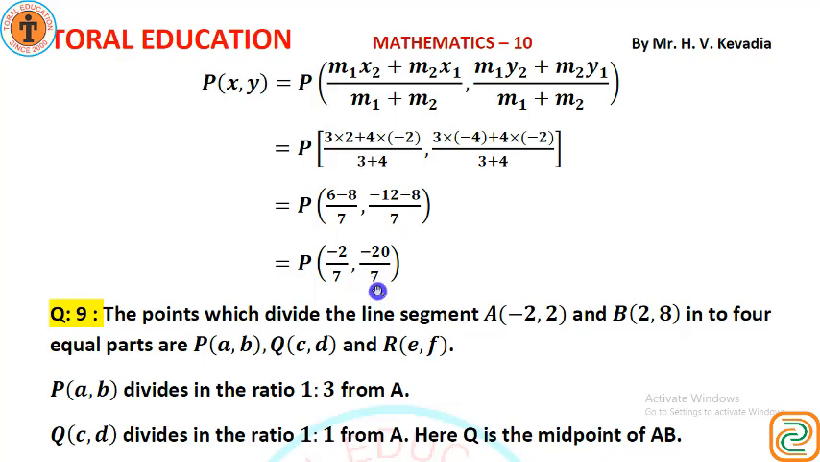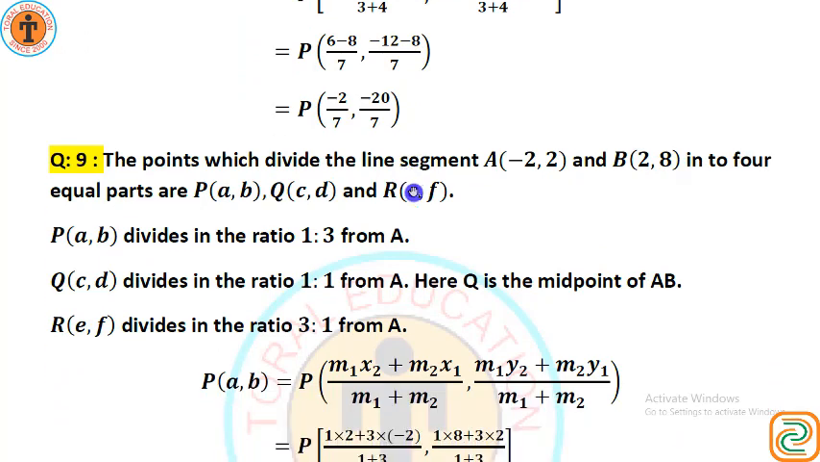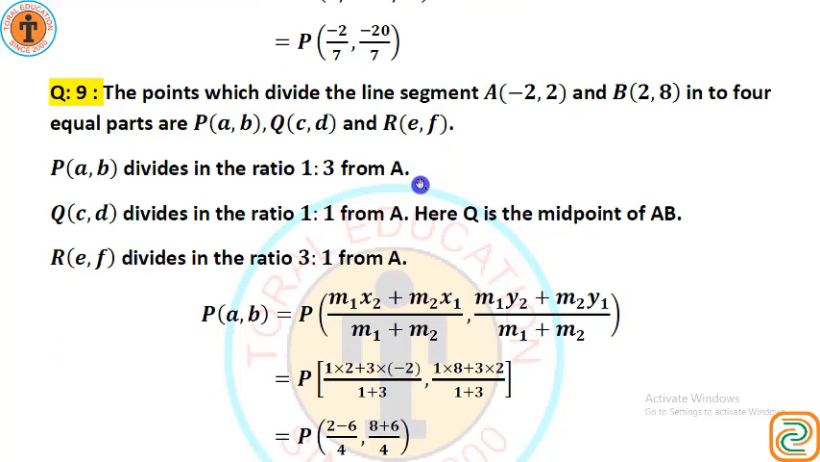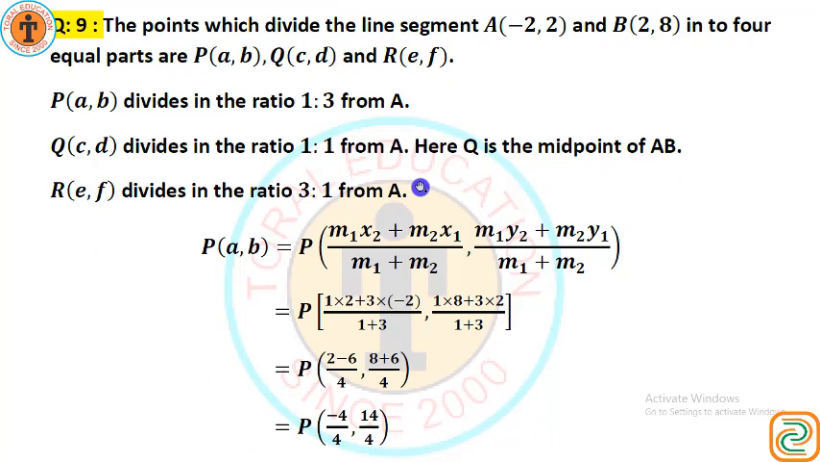So we have completed question 8. Now we are going to question 9. Find the coordinates of the points which divide the line segment joining A(minus 2, 2) and B(2, 8) into 4 equal parts. How many equal parts? 4. So first point, second point and third point. There must be 3 points to divide the line segment AB into 4 equal parts. Trisection we have seen. Similarly here, 4 section.